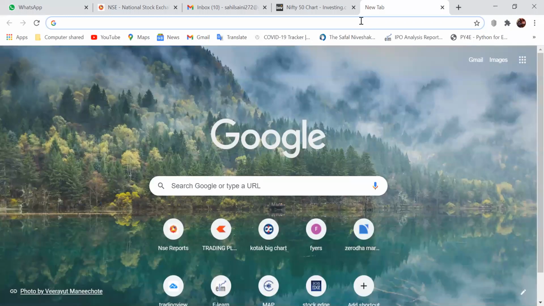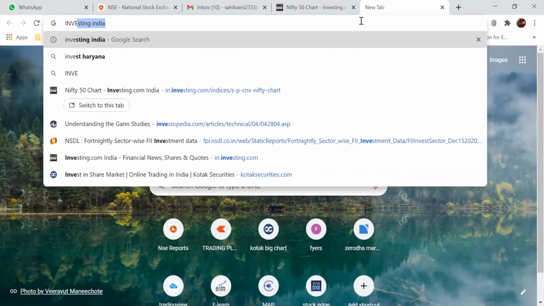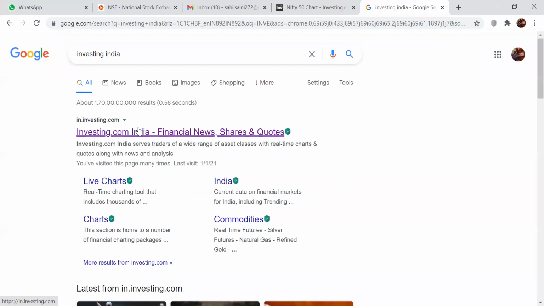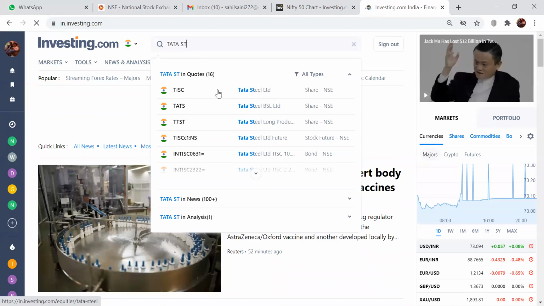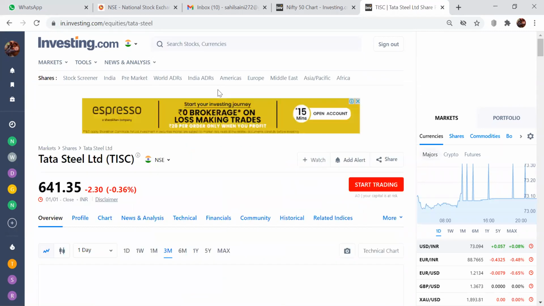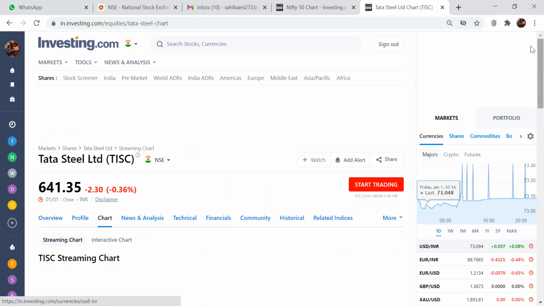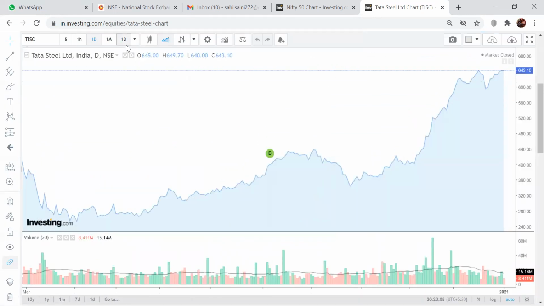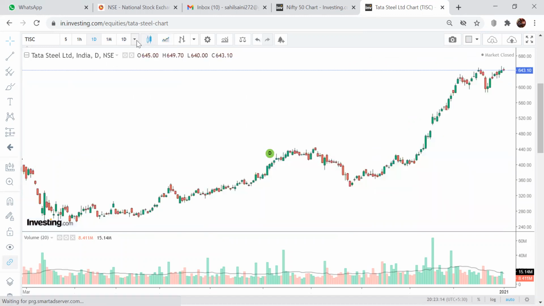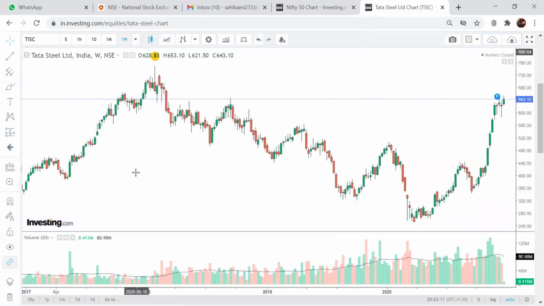I want to check out good stocks and the charts also. So we will keep doing this for better understanding. I think Tata Steel is the biggest player there. Technical view and full screen. So this is Tata Steel. Let's have a candle view. 1 week candle. Oh, very good.